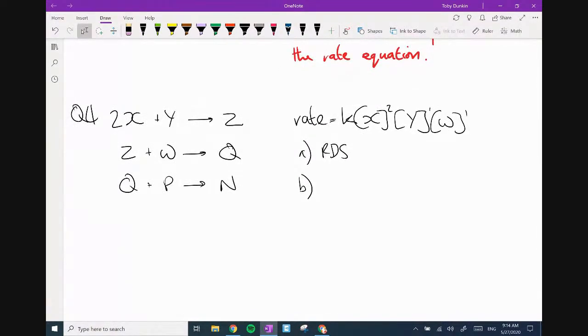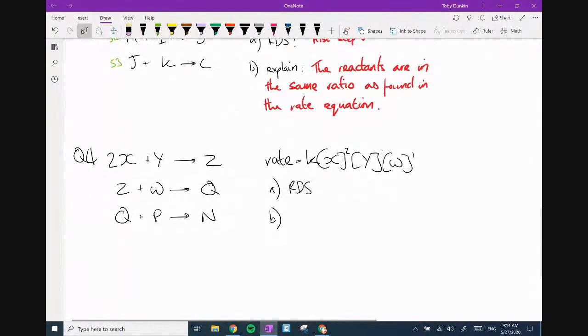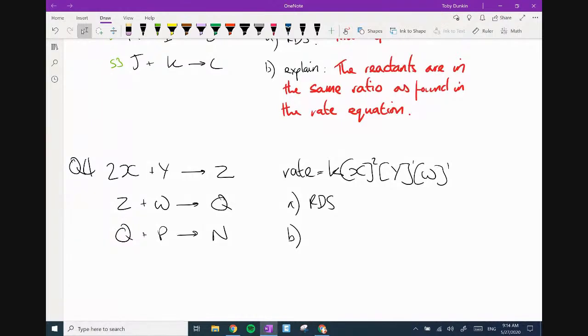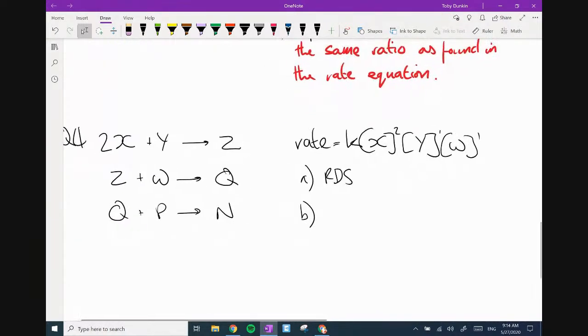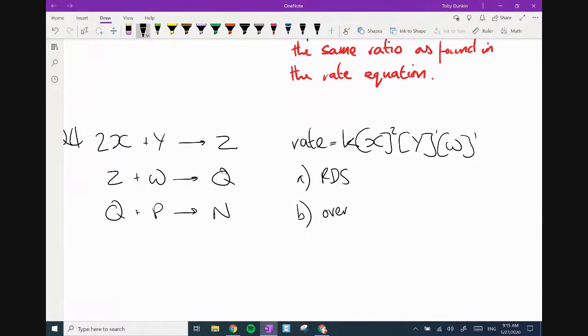I would say explain again, but it would always be explain. And you say the same thing. The reactants are in the same ratio as found in the rate equation. I'm not going to bother with that. I'm going to ask you for the overall order. Let's do that. Overall, it's just nice for me to bring back all of these questions. You realize everything comes back.